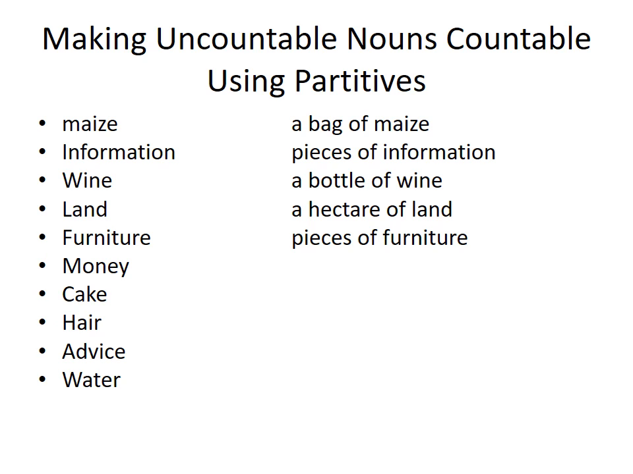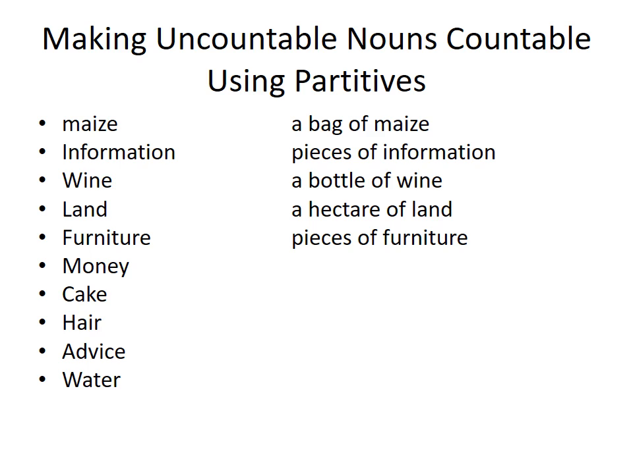There are basically two ways to make uncountable nouns countable. One is by using partitives. I told you earlier what partitives are. They are simply units of measurement or units to quantify uncountable nouns and make them countable.